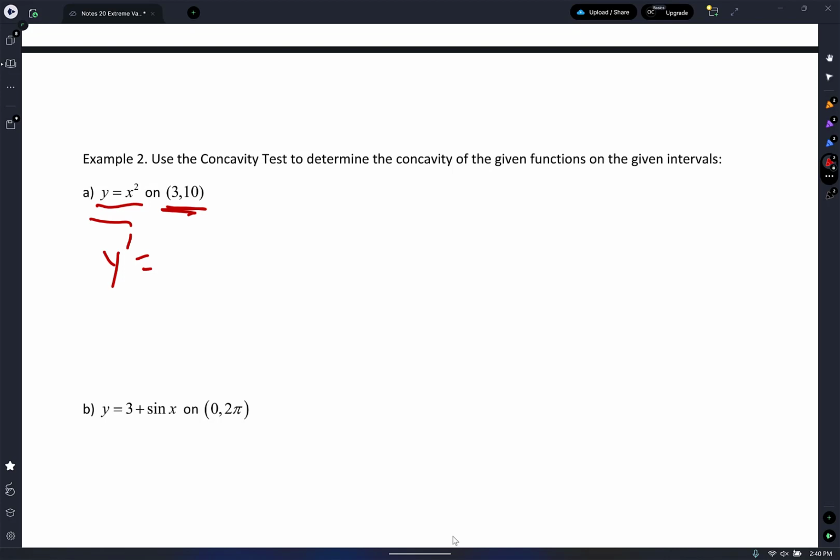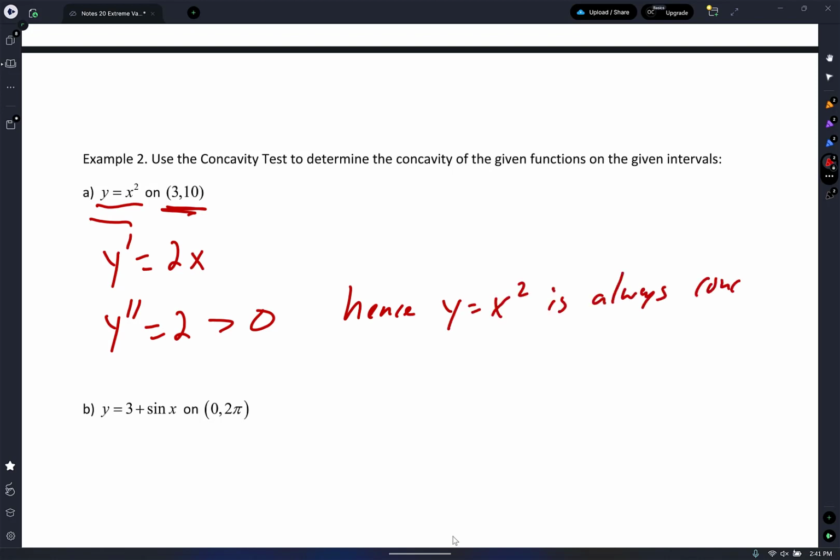Y prime equals 2x, and I'll take another derivative to see the concavity. Y prime prime equals 2. Is that always positive? Yeah, it's always positive, no matter what x value, because look, there is no x. Hence, y equals x squared is always concave up, especially on the interval 3 to 10. If we want to answer the question, yes, it's concave up on 3 to 10 since the second derivative is positive.